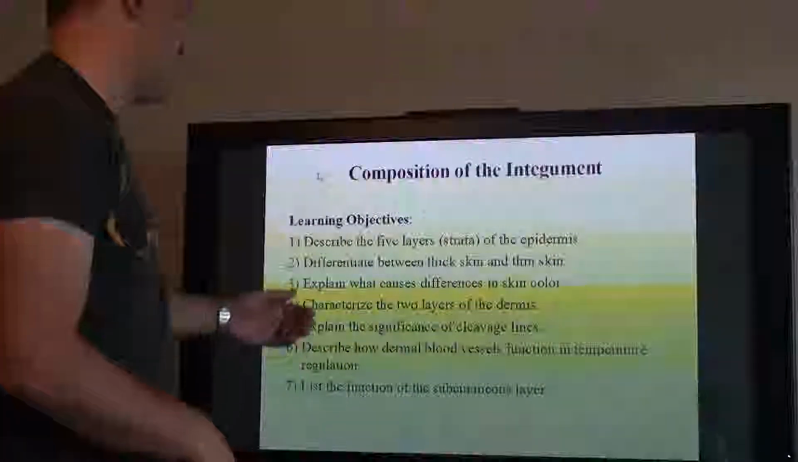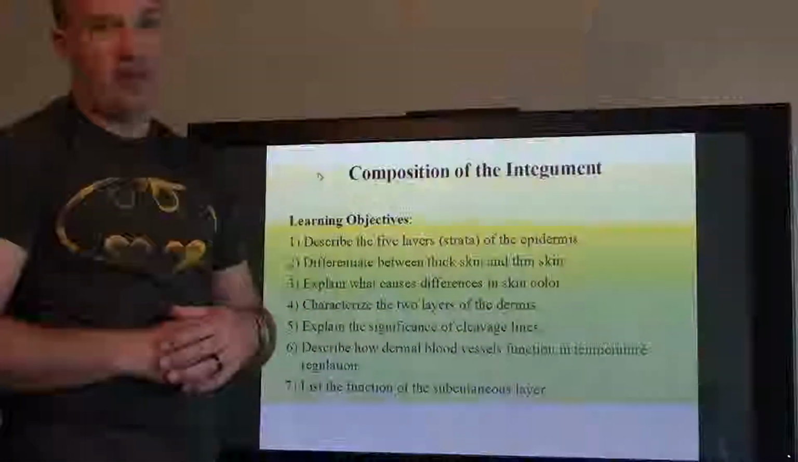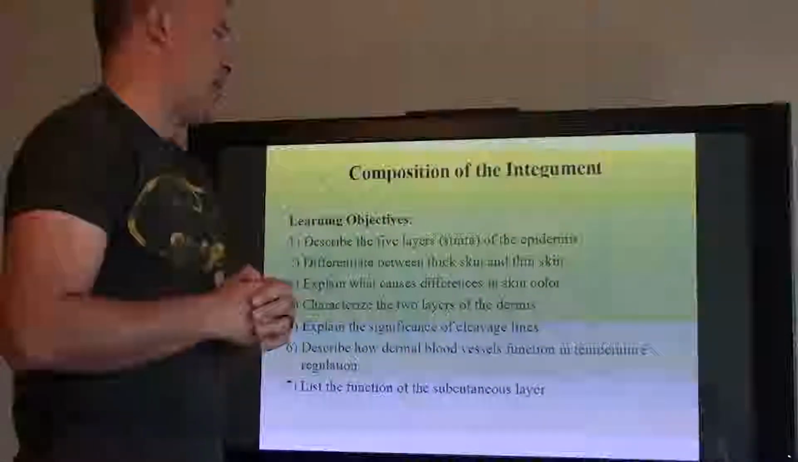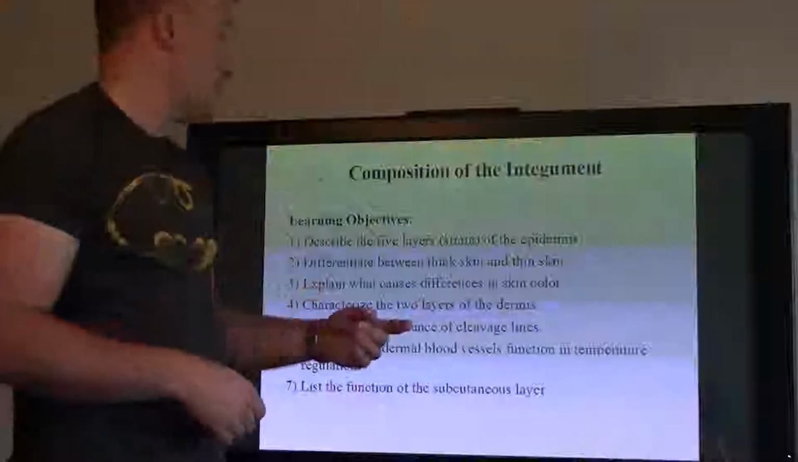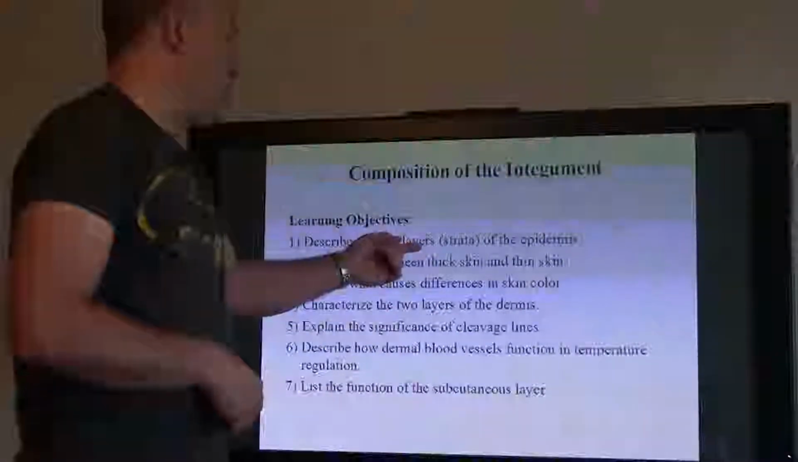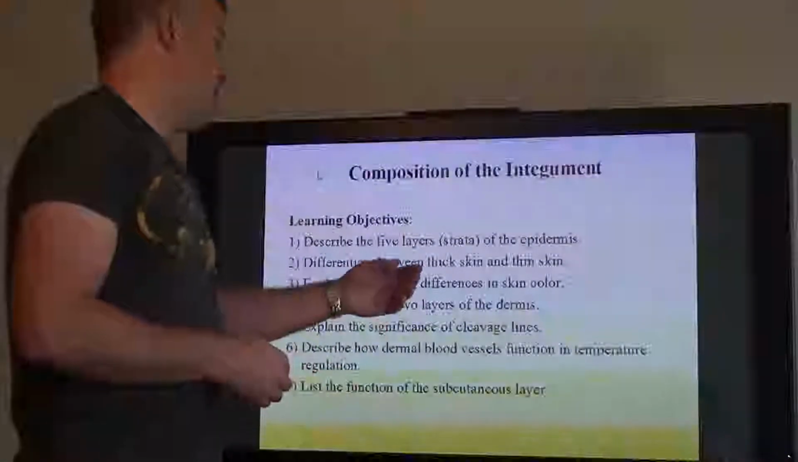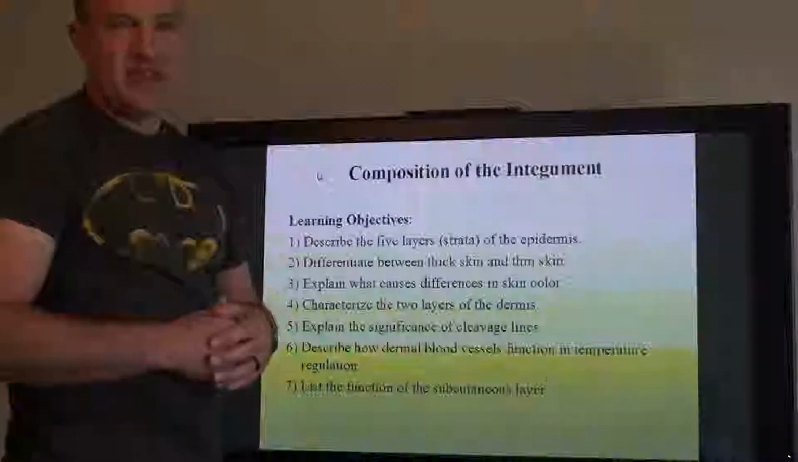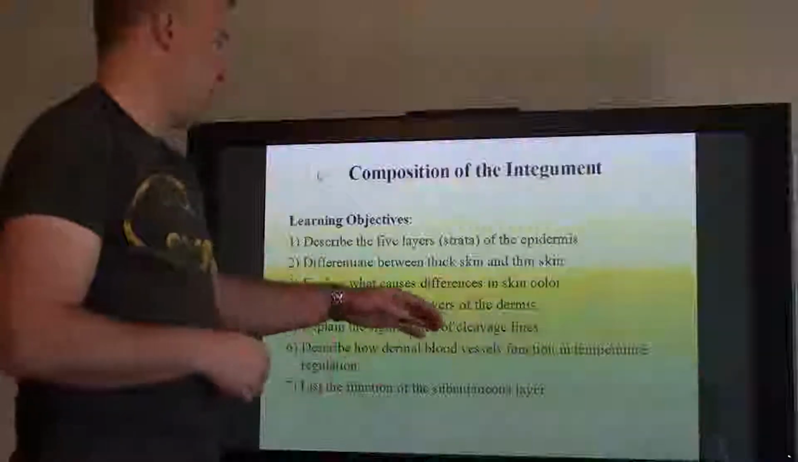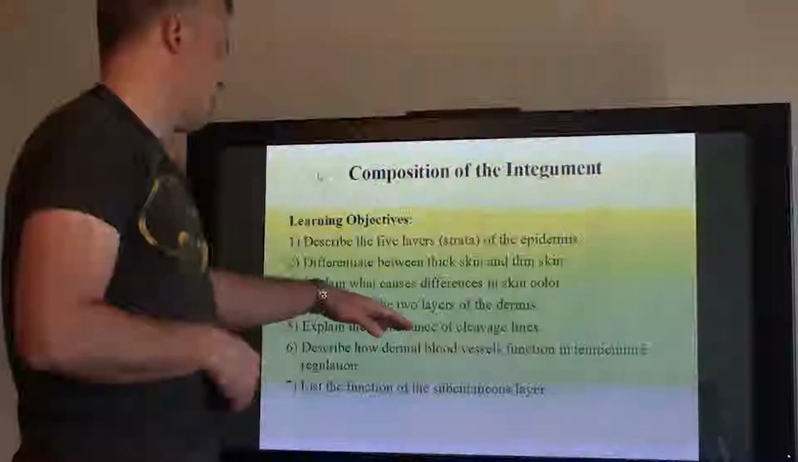Alright, so here are our objectives. We're going to talk about the 5 layers of the skin and the differences between thick skin and thin skin. Thin skin has one less layer; it only has 4 layers, while thick skin has 5. We'll talk just a little bit about the differences in skin color, but that is one of the things that I crossed out in this lecture.